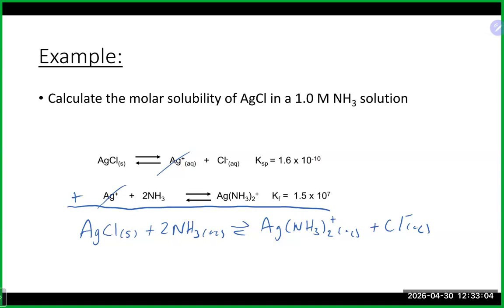Same idea. To get the K value for this combined equation, I could take these two and multiply them together, and I will get a 1.6 times 10 to the minus 10 times a 1.5 times 10 to the 7 in this case. That's going to give me a K value here of 2.4 times 10 to the minus 3. All right, so when we read the problem, we are looking for the molar solubility of silver chloride in ammonia, and that's good because in my overall reaction, I have silver chloride reacting with ammonia, so that's kind of what I'm looking for in this case.